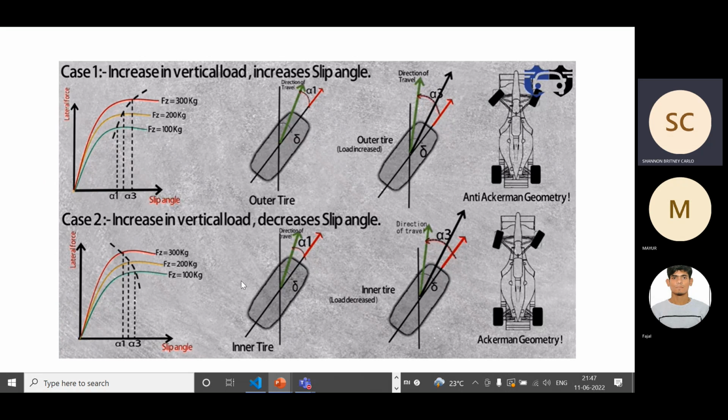But for the other case, it's the opposite. If the loading decreases, the slip angle decreases. Here you'll check that this is the inner tire and this is the outer tire, so you'll be looking at it the opposite way. Here the slip angle is greater, and here the slip angle decreases. In that case, we'll have the Ackermann geometry.